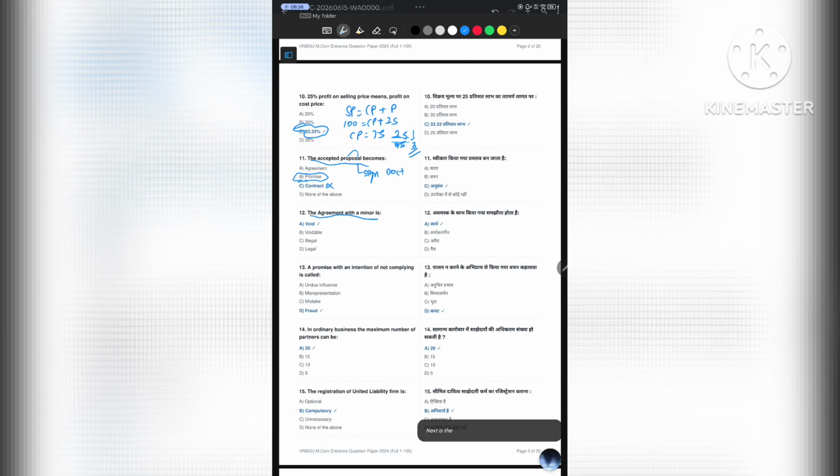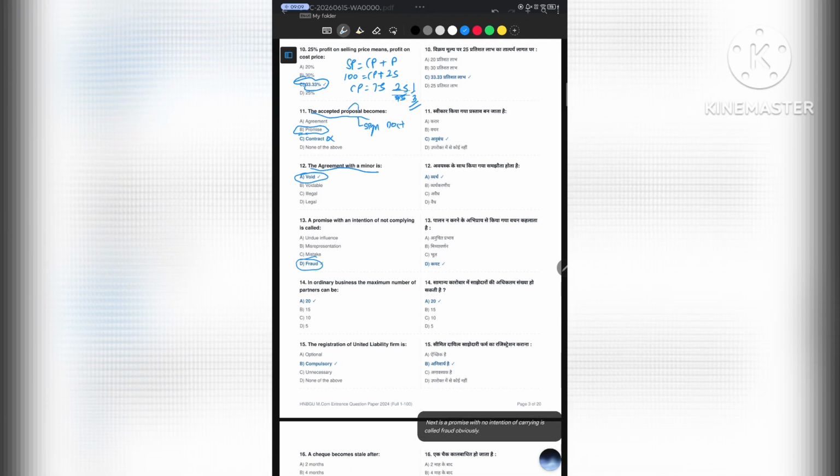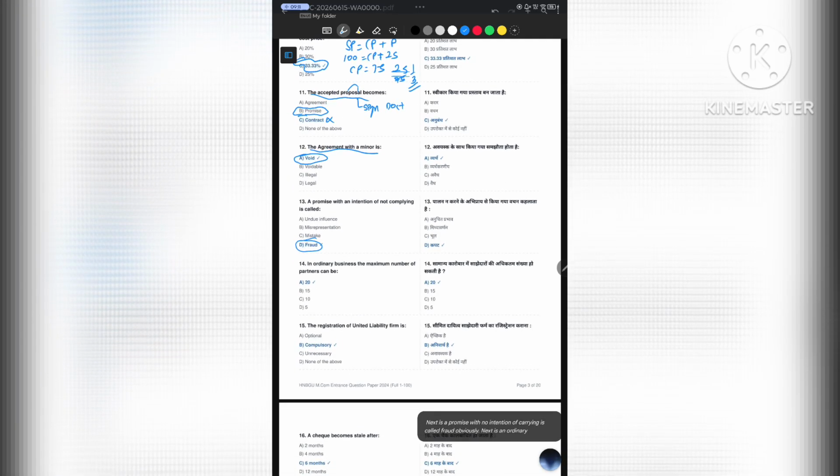Next is, an agreement with a minor is always called void. You're spot on. According to the Indian Contract Act, a promise with no intention of carrying it out is called fraud, obviously.